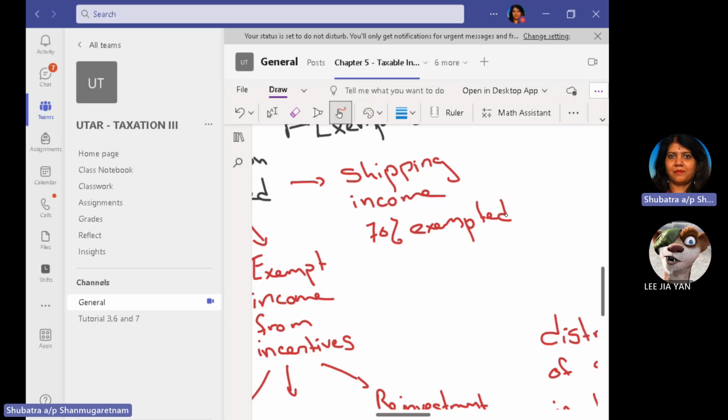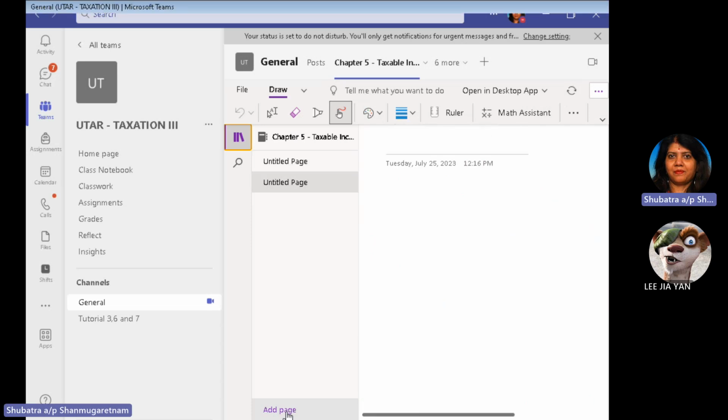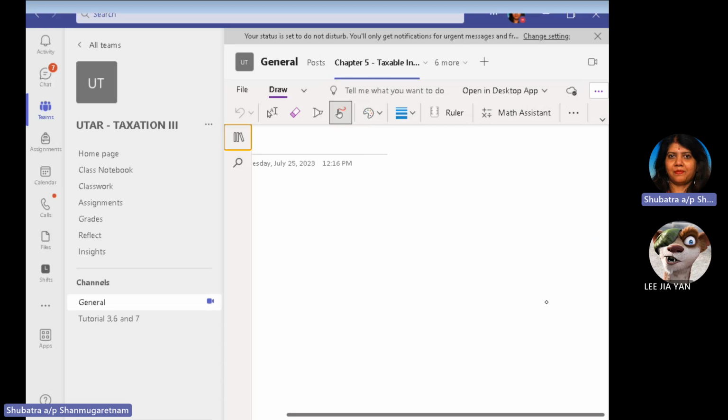So guys, you really need to know to differentiate between taxable income, non-taxable income, and exempt income. All right. Now, in order for you to be able to answer questions that is based on this topic, you need to understand that. That is your basic understanding.